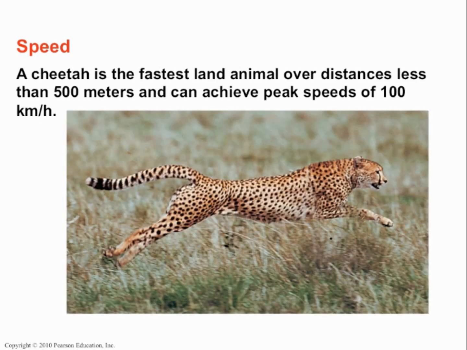A cheetah is the fastest land animal over distances less than 500 meters and can achieve peak speeds of 100 kilometers per hour. Even though it doesn't have nearly as much endurance as a horse, if you raced a cheetah and a racehorse on a half-mile track, the horse would leave it in the dust, and the cheetah would be panting, ready to collapse, because cheetahs don't have much endurance, but they have an extreme amount of speed. And so once they get going, their peak speeds can be up to 100 kilometers per hour.